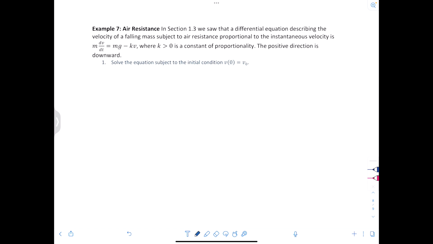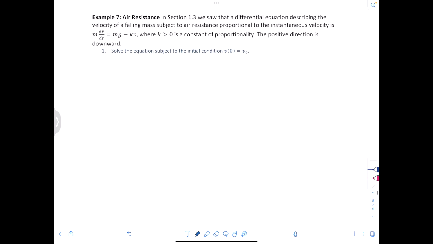In section 1.3, we saw that a differential equation describing the velocity of a falling mass subject to air resistance proportional to the instantaneous velocity is m dv/dt = mg - kv, where k is greater than 0 and is a constant of proportionality. The positive direction is downward in these cases. So solve the equation subject to the initial condition that v(0) = v0.